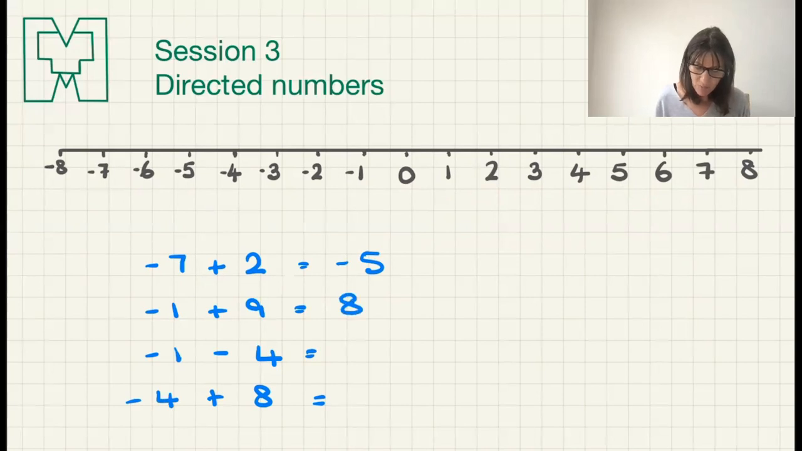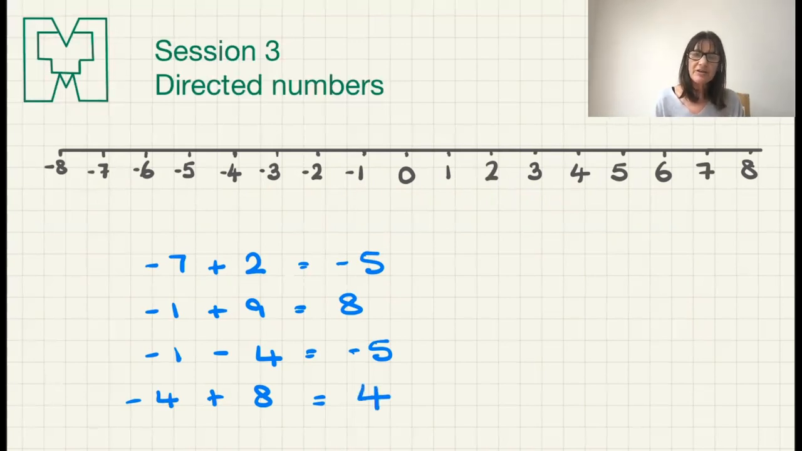Next question is minus 1. That's my starting point. Minus 4 means it's directing me down. So 1, 2, 3, 4 places. I end up at minus 5. And then the last one says start at 4. It's directing me up 8 places. 1, 2, 3, 4, 5, 6, 7, 8. I end up at 4.